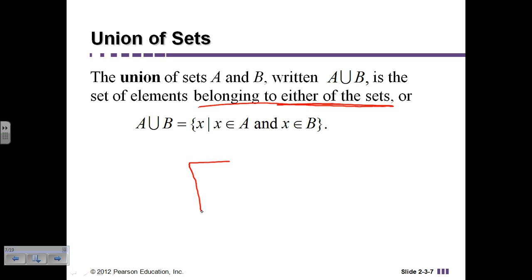So again, let's look at our Venn diagram. This is the universal set, this is set A, and this is set B. The union of the two sets would be all of the things in A and B. So A and B have all of this area, they have this area, and they have this overlap area. The union of A and B would be all of the parts of A and B combined.